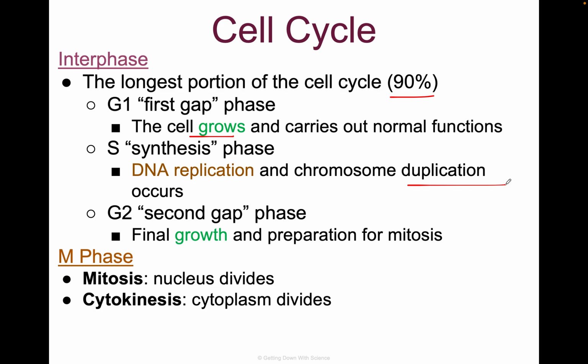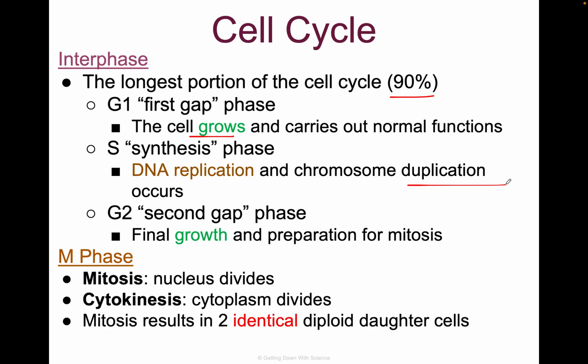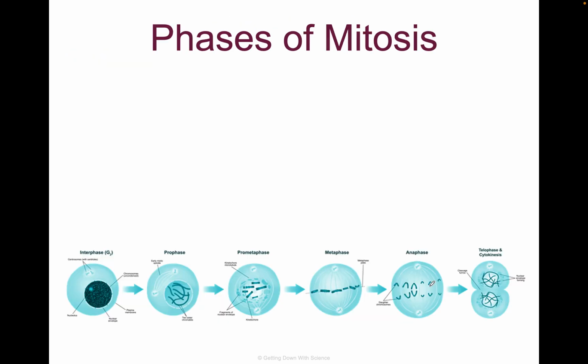Cytokinesis is when the cytoplasm divides. So they're 2 separate steps. First, the nucleus divides, then the cytoplasm divides. That's why we kind of break those 2 things up. Mitosis then results in 2 identical diploid daughter cells. That's 2N. Diploid daughter cells, 46 chromosomes each. It's a somatic cell, not a gametic cell. So it's your body cell.